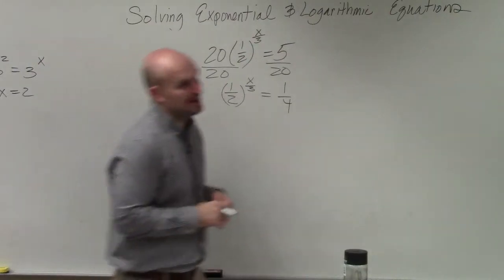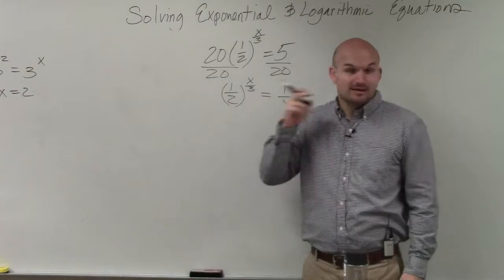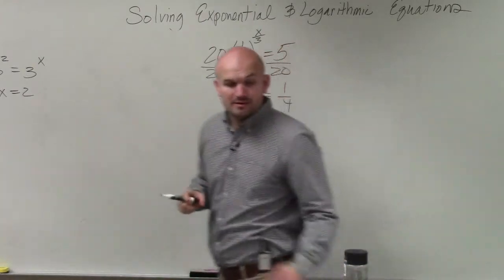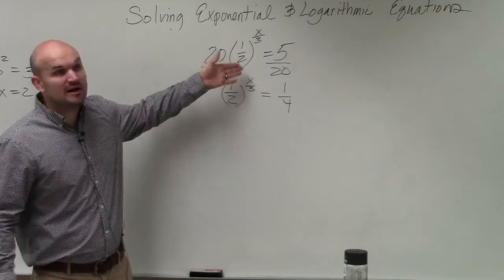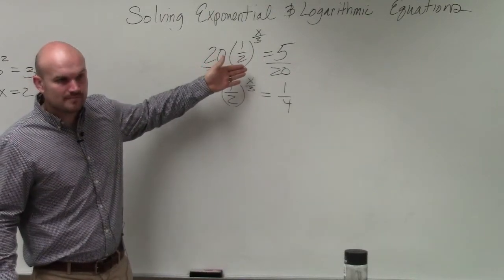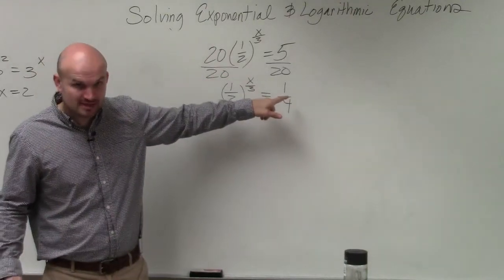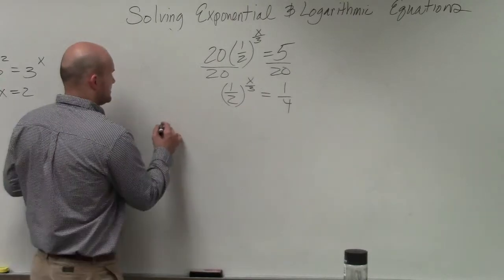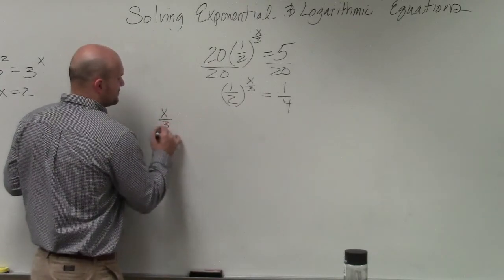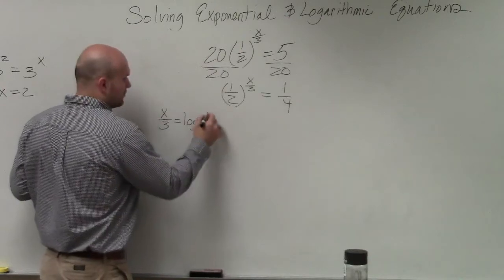Now, we have a problem, right? We have x written up there in the exponent. One thing that we did talk about is we can get rid of that x by rewriting this as a log, right? This is exponential form, correct? So could we rewrite this in logarithmic form? Yes, it looked like something like this: x over 3 equals log base 1/2 of 1/4.